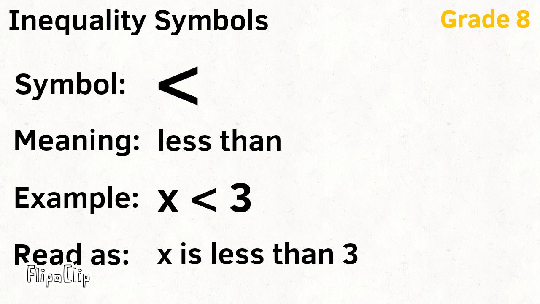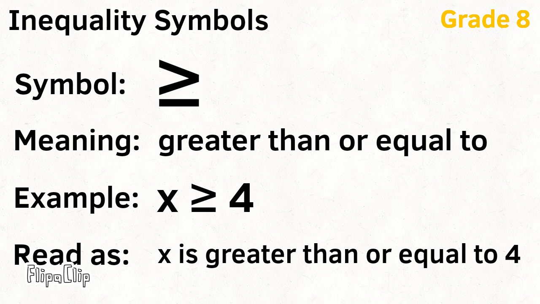The less than symbol. This symbol looks exactly like the greater than symbol. The only difference is that it's pointing to the right. This symbol is used to show that one number or expression is smaller than the other. Here's an example. x, the less than symbol, and then the number 3. This is read as x is less than 3.